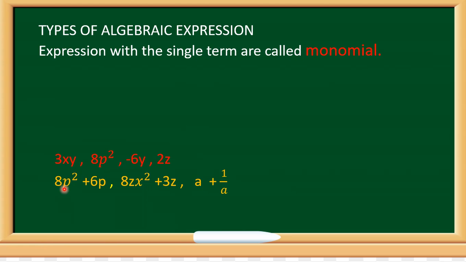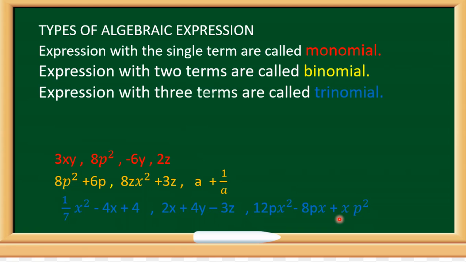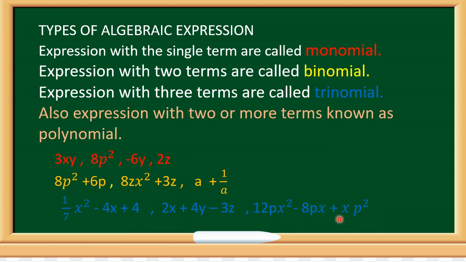Now in the same way, an expression having two terms is known as a binomial, and an expression having three terms is known as a trinomial. Now what about an expression having more terms? In general, we can say an algebraic expression with two or more terms is known as a polynomial. So the name given to an expression having more than two or three terms, in general, is polynomial.